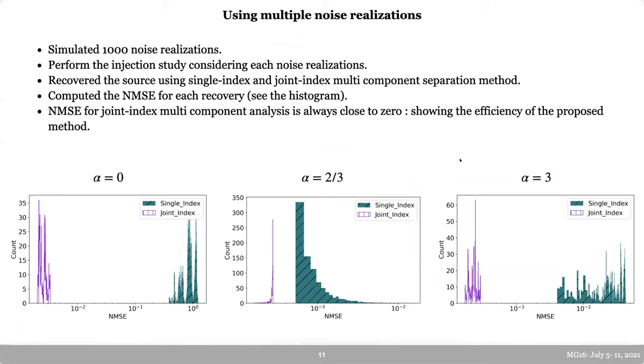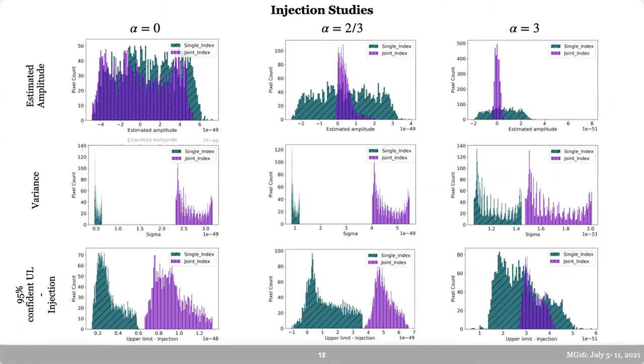So just to make sure that we are not seeing these things by chance, we performed 1,000 noise simulations, and we performed the same injection study and the recovery, and tried to see how the NMSE for each recovery will look. Here you can see that the NMSE, where the purple one shows the joint index, is always better than that of the single index. And we further checked that with the same 1,000 simulations for different cases. So here you can see the estimated amplitude for this particular case, where the histogram basically shows how it is distributed for single index and joint index, and the corresponding variance, and the difference between the upper limit and the injections.